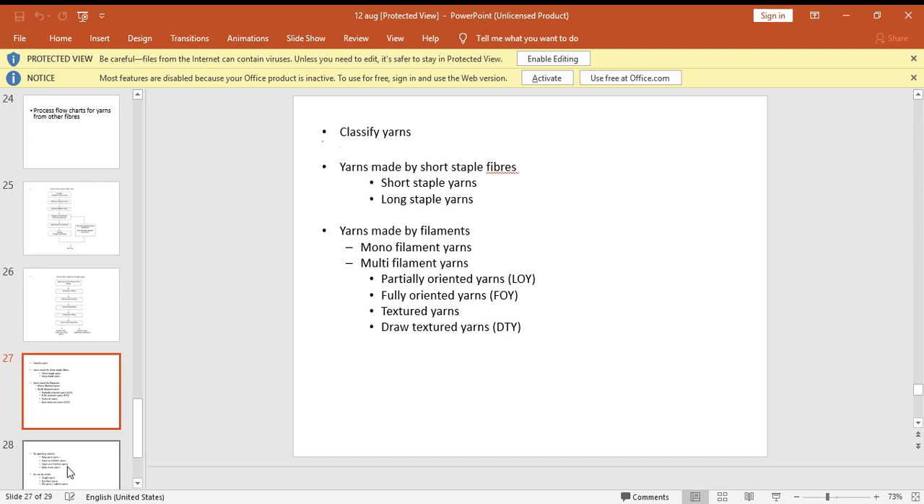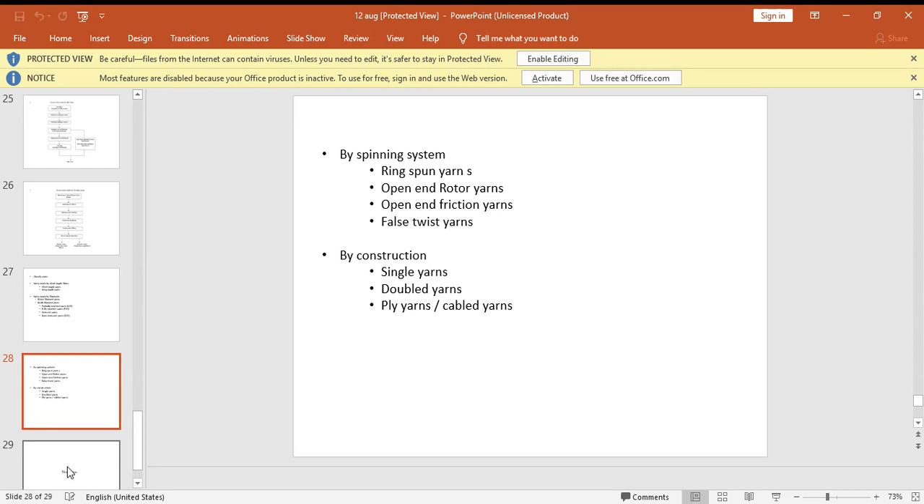And the last objective of today's class is classification of yarns. These are yarns made by short staple fibers and long staple fibers. And yarns made by filaments are monofilament, multifilament, partially oriented yarns, fully oriented yarns, textured yarns, and draw textured yarns.